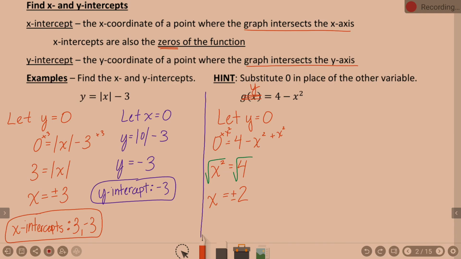So I'm actually going to write this as plus or minus 2. When you take square roots, you want to think about the positive option and the negative option. So plus or minus 2. That means x equals, so these are my x-intercepts. My x-intercepts are 2 and negative 2.